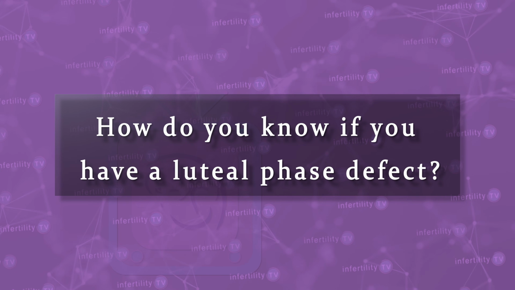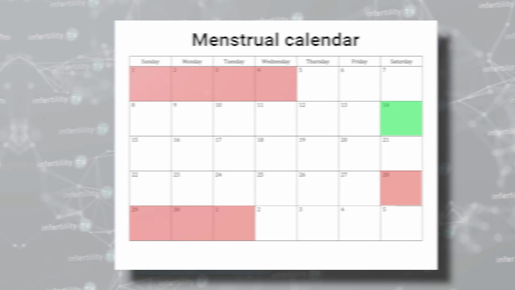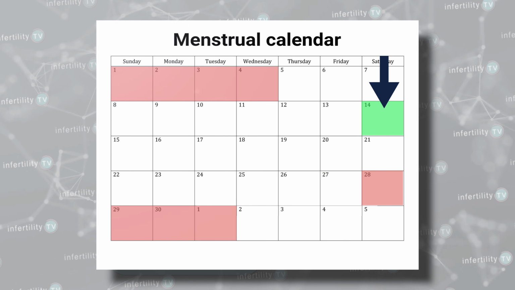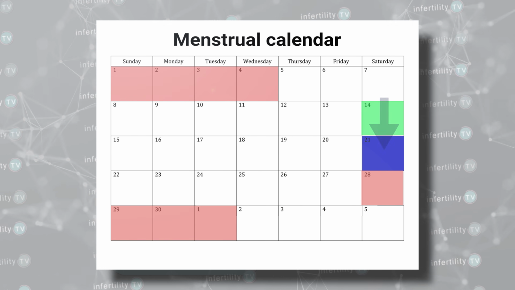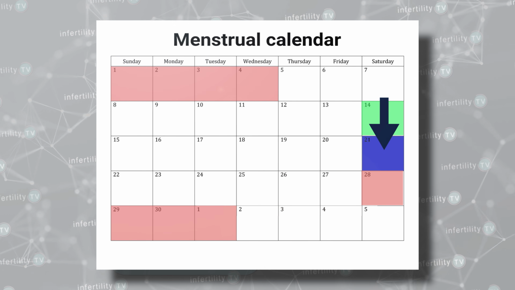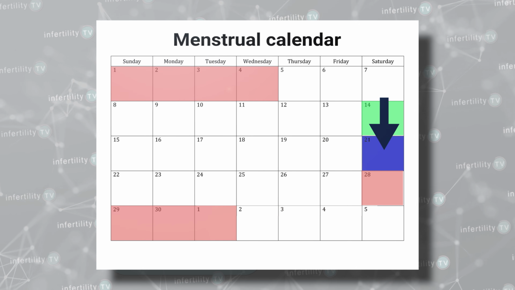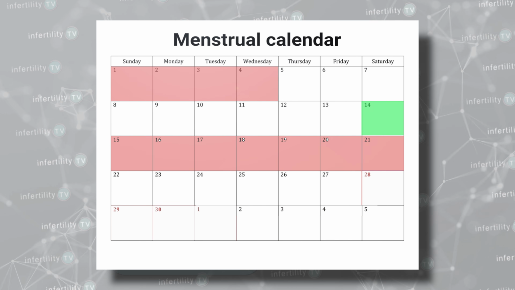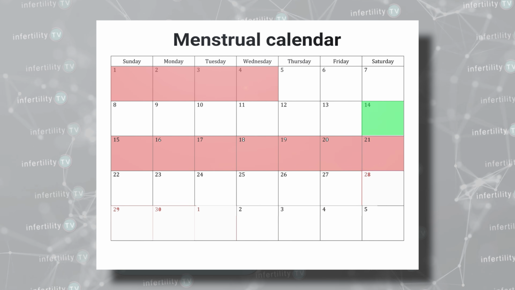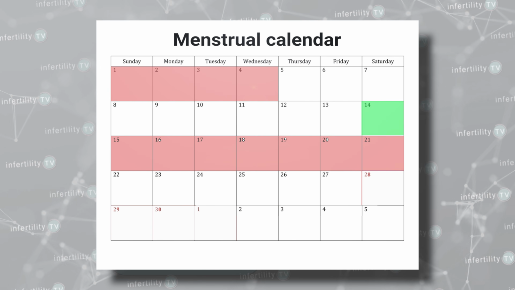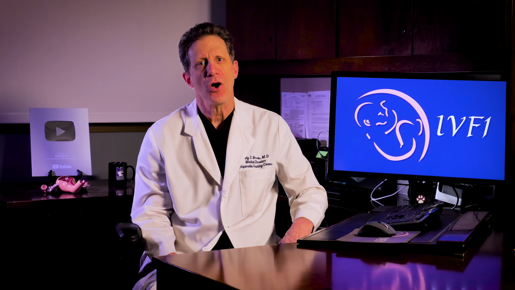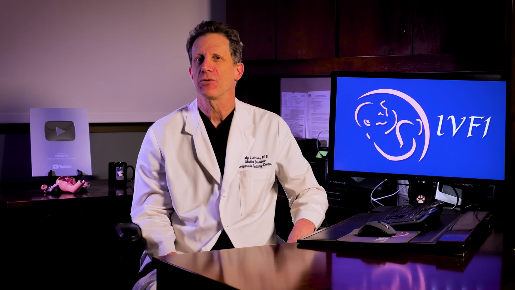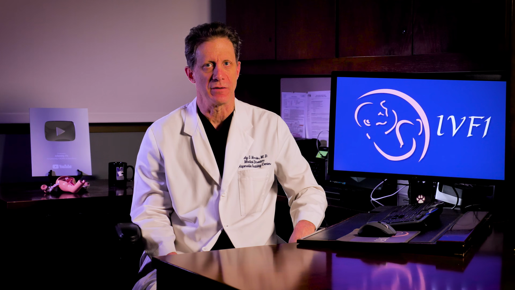How do you know if you have a luteal phase defect? One method is to determine the length of time from ovulation until the next period. Implantation of an embryo usually occurs 7 to 8 days after ovulation. If you're getting your period less than a week after you ovulate, then you may have a luteal phase defect. Remember that your cycle can vary from one month to the next, so it is likely only a problem if the length of your luteal phase is persistently short.